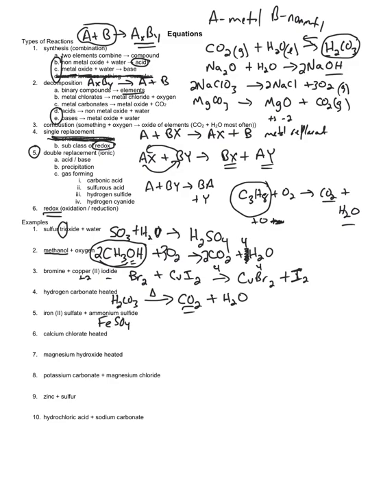Should have been a formula of FeSO4. Sulfate is -2, iron is +2.